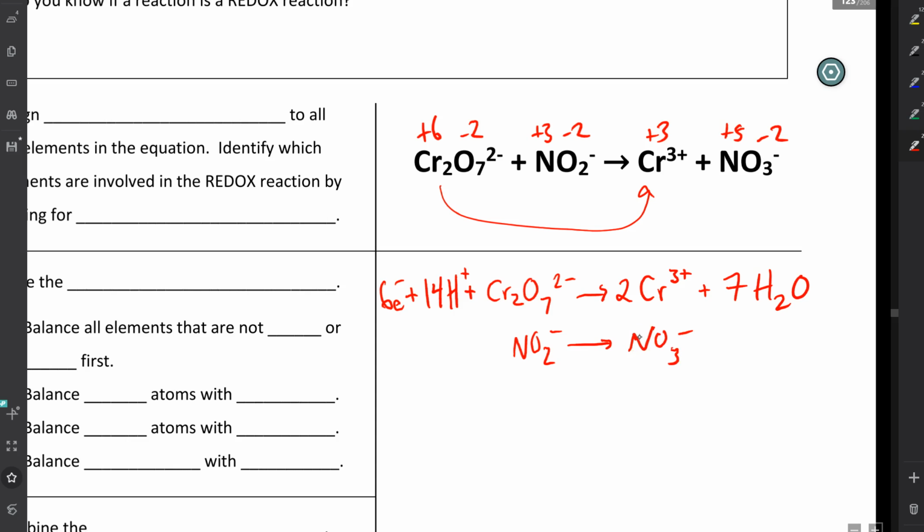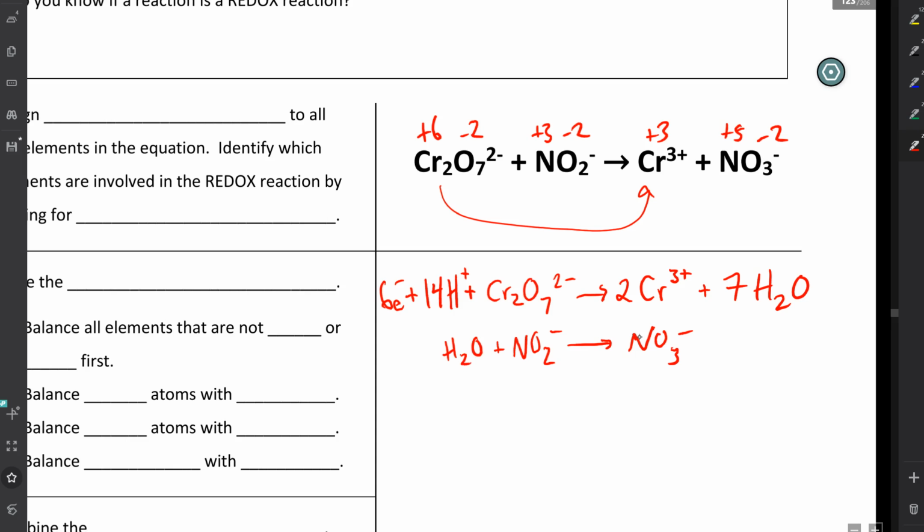First thing, check and make sure that you balance everything that's not hydrogen or oxygen. In this case, it must be nitrogen. I've got 1 nitrogen on the reactant side and 1 nitrogen on the product side. Balanced. Up next, I need to balance oxygen with water. I've got 2 oxygens on the reactant side, 3 on the products. Sounds like I need just 1 water to balance that out.